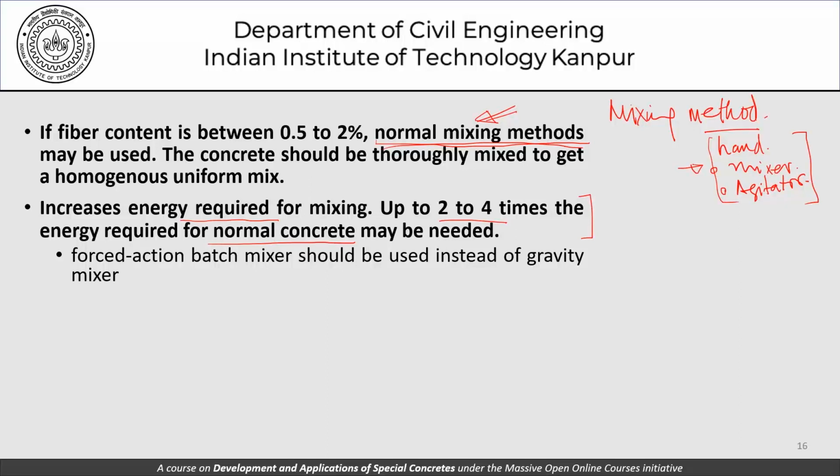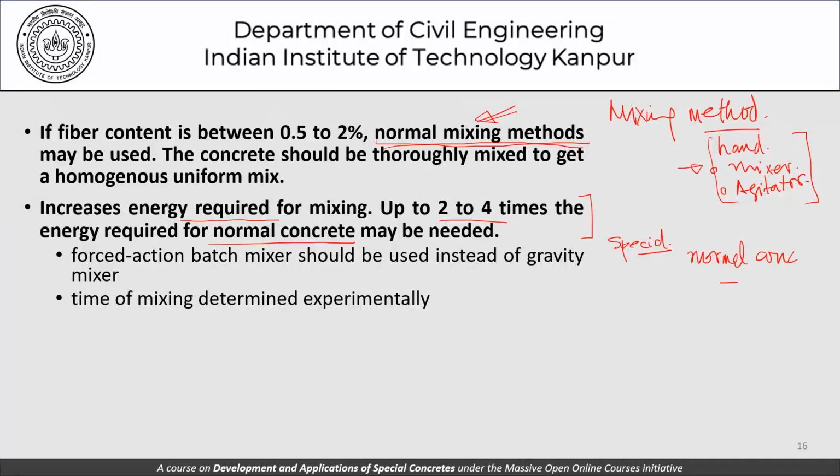We could use forced action batch mixers instead of gravity mixers. We could increase the time of mixing, which can be determined experimentally. The guidelines of 2 or 3 minutes for normal concretes should be taken with a pinch of salt. In fact, that is the essence of our discussion in special concretes: for all considerations, there is a normal concrete and we have a normal range associated with each process. So mixing is no exception.